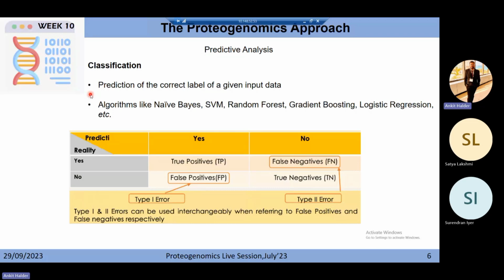So we need to accurately classify. There are different algorithms like naive Bayes, SVM, random forest, gradient boosting, logistic regression, etc. that help you in performing the classification. But the major goal is to accurately classify, and which feature selection or machine learning algorithm is used for this kind of classification becomes quite crucial to understand.